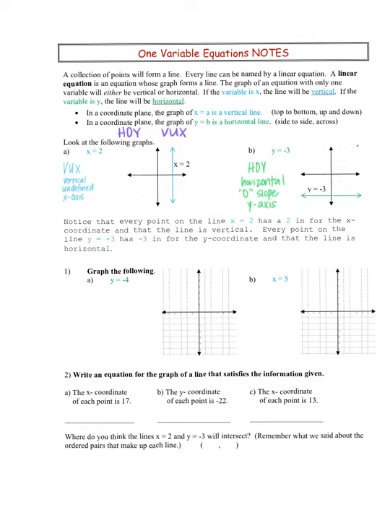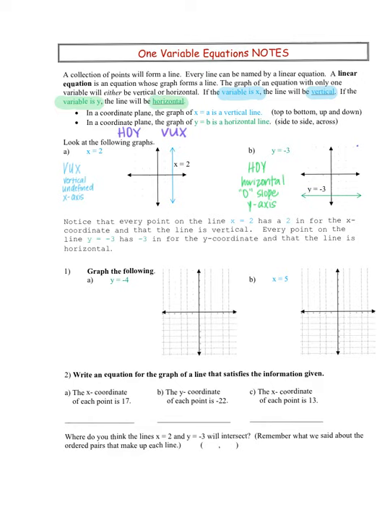Okay, let's look at one variable equation notes again. We talked about this just a little bit at the beginning of the unit. And we're talking about vertical lines and horizontal lines. So if the variable is x, the line is vertical. If the variable is y, the line is horizontal.